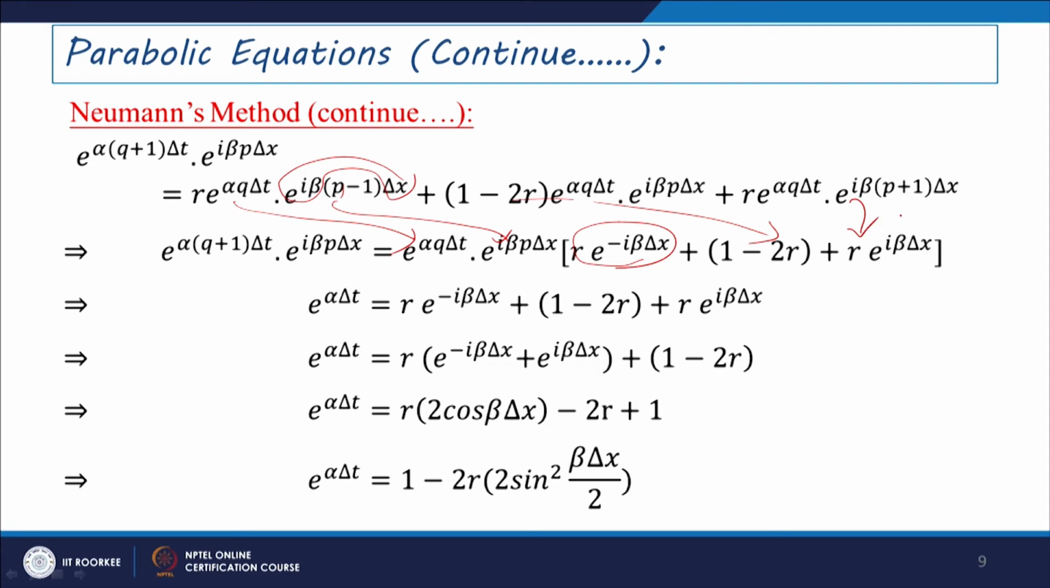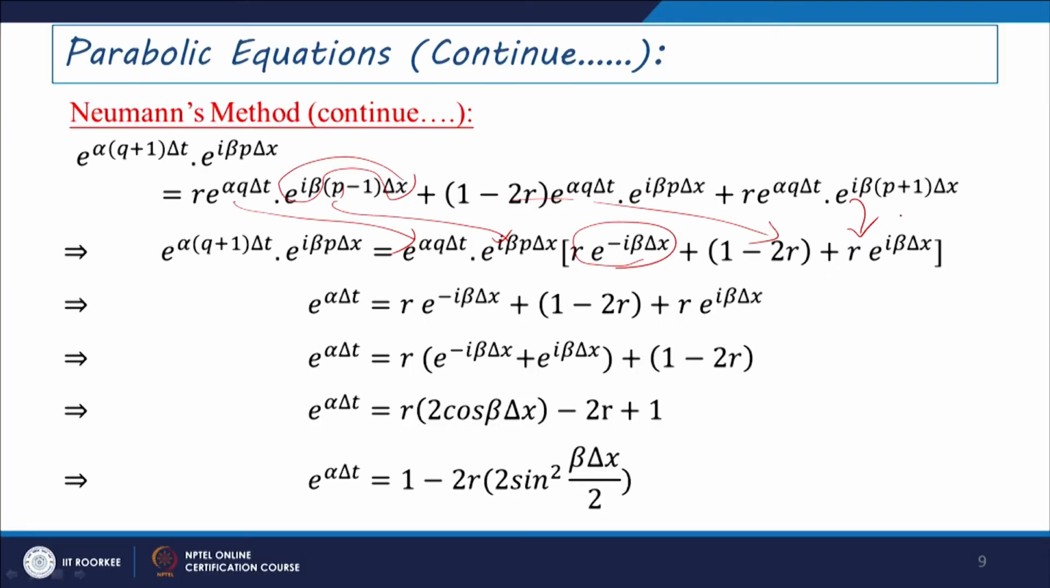So, if you cancel terms on the right hand side and left hand side, we are just cancelling both the sides since these are the common terms there. So, we can write e to the power alpha del t equals r e to the power minus i beta delta x, 1 minus 2r, plus r e to the power i beta delta x term. And e to the power alpha del t can be written as r e to the power minus i beta delta x, since we are writing these two terms in a combined form, then plus 1 minus 2r here.